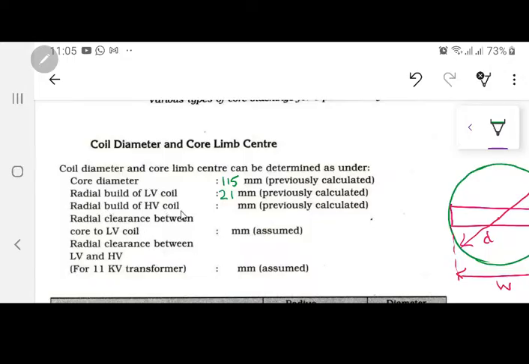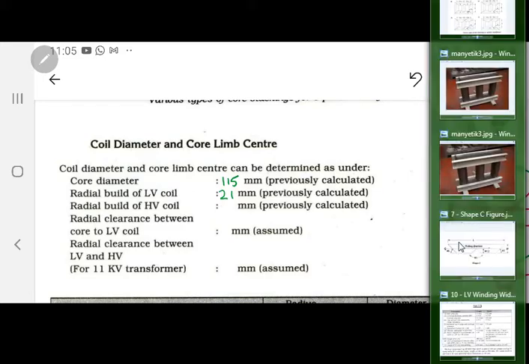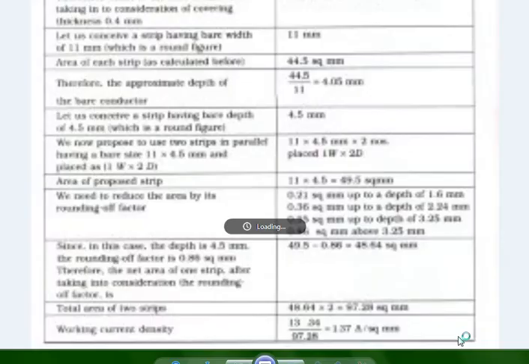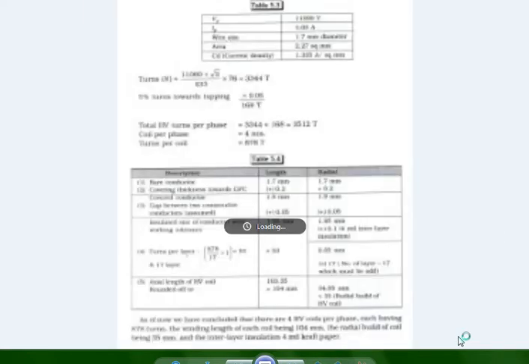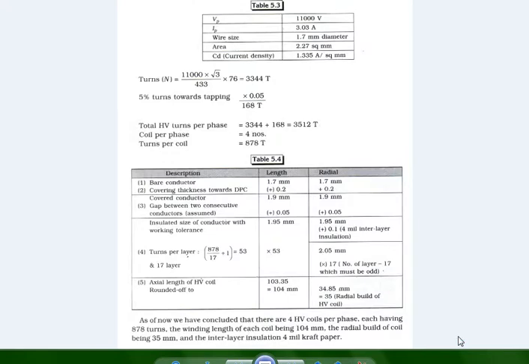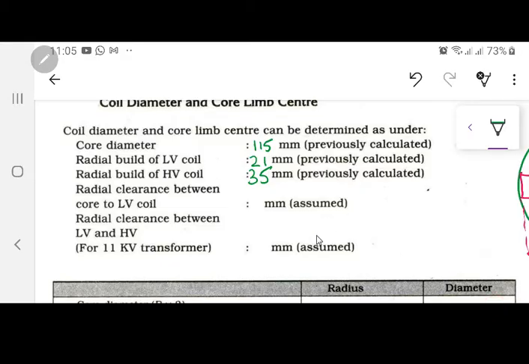The radial build of the high voltage coil, if I go back over there just for the data, the radial build was equal to 35 mm. This is actually the thickness of that winding. This is equal to 35 mm. Now the next thing over here is the assumed value. Over here I have written this 115, 21 and 35.